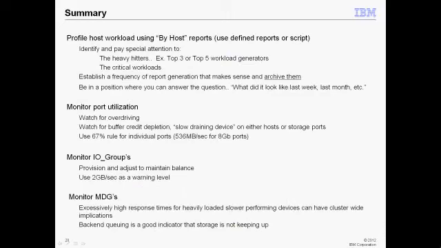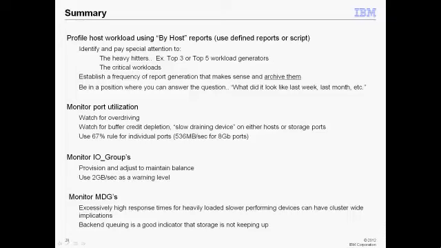Now I'd like to summarize the method and approach to performance monitoring and analysis that I've just presented. First, profile host workload using by host reports. Identify and pay special attention to the top 3 or top 5 workload generators and the critical workloads. Establish a frequency of report generation that makes sense and archive them. Be in a position where you can answer the question, what did it look like last week, last month, etc.